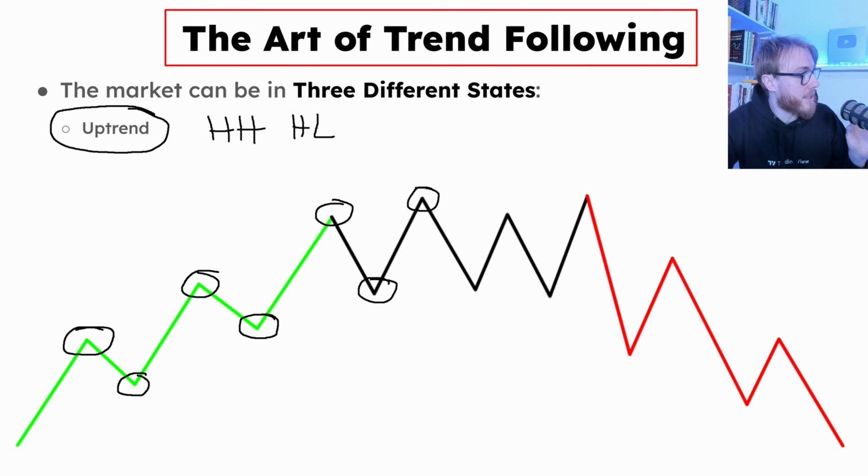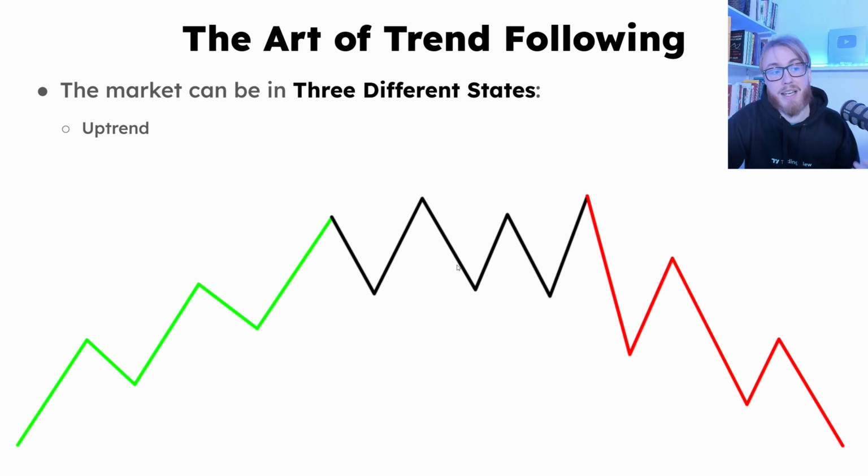So on this image, I realized that I actually made a mistake here. This part should also be green. Why should that part also be green? Well, as long as we're printing higher highs and higher lows, we are in an uptrend. So during this whole green part right here, we are in an uptrend because we're printing higher highs and higher lows. The other state a market can be in is a downtrend.